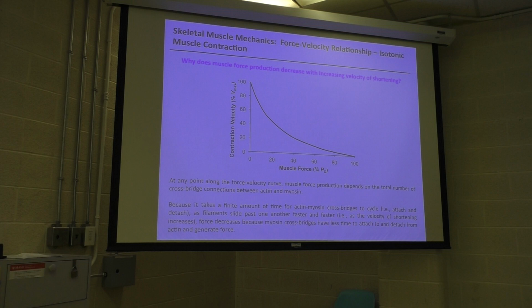So why does this happen? We just sort of talked about the actin-myosin cross-bridging. When you start moving really quickly, your sliding velocity goes up, the cross-bridging goes down, and as a result, the force generation goes down.